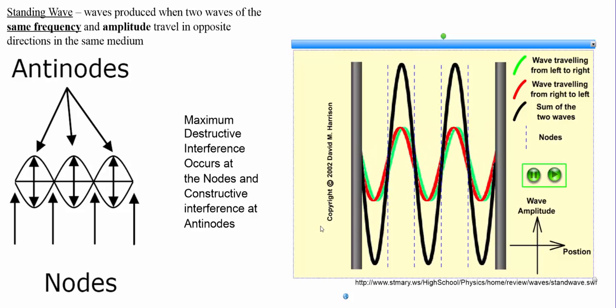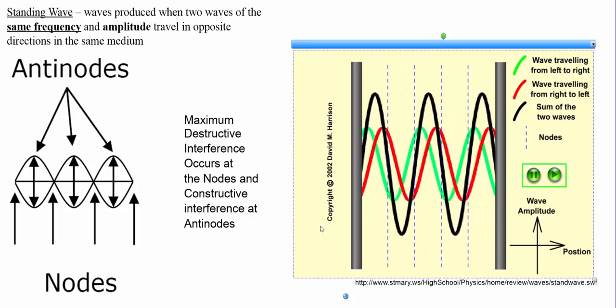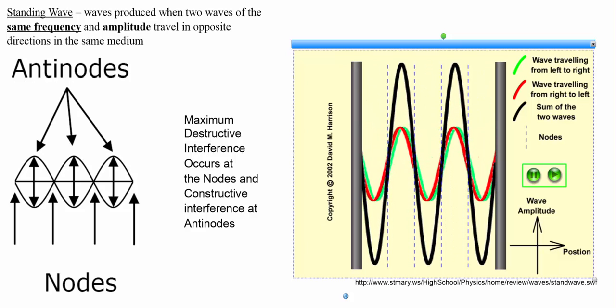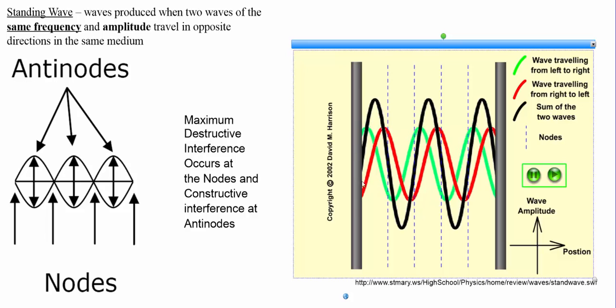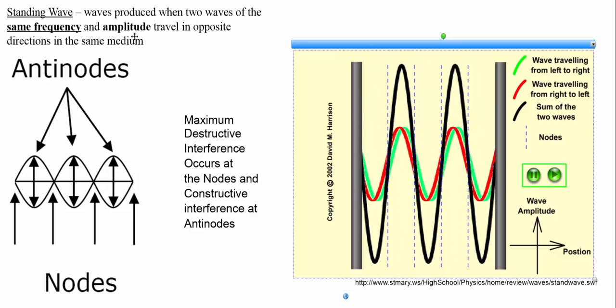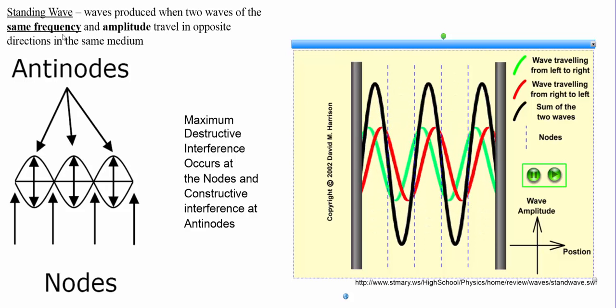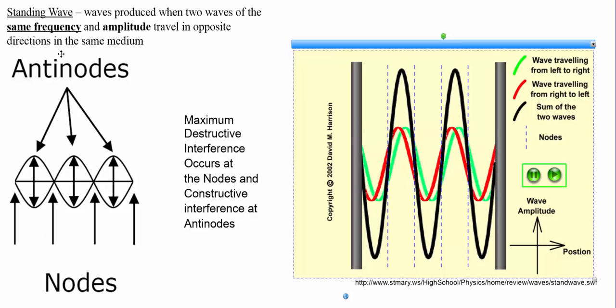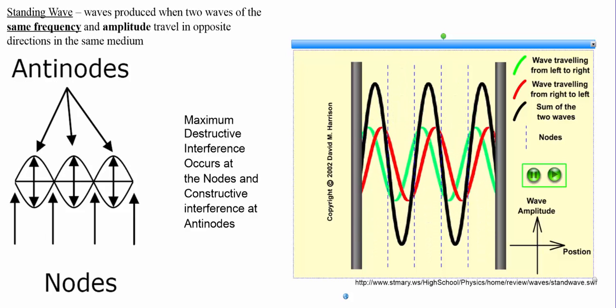Let's define it real quick. A standing wave is a wave produced when two waves of the same frequency and amplitude are traveling in opposite directions in the same medium. Say what? Let's read this one more time. Let's make sure we get this. It's a wave that comes from the result of basically two waves, but those waves must have the same frequency, they have to have the same amplitude, but they must be going in opposite directions.